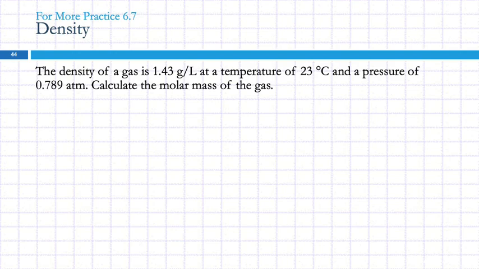Okay, so this one is a little bit different. We're given the density of a gas. The density of a gas is 1.43 grams per liter at a temperature of 23 degrees Celsius and a pressure of 0.789 atmospheres. Calculate the molar mass of the gas. So it's a little bit like the previous problem in reverse, but then again, not quite. Highlight the numbers. Highlight what we're trying to find.